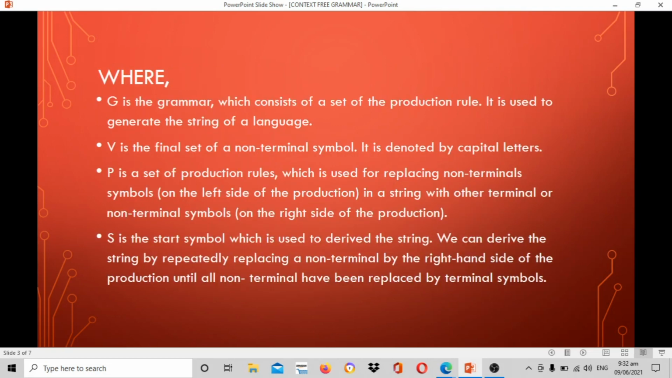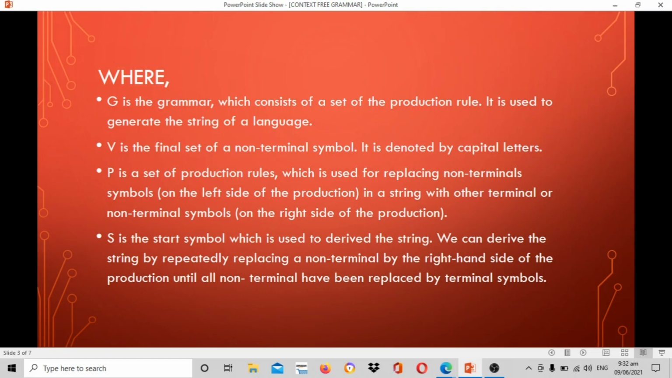where G is the grammar, which consists of a set of the production rules. It is used to generate the strings of a language. This is a set of production rules. V is the finite set of non-terminal symbols. It is denoted by a capital letter. Again, V is a finite set of non-terminal symbols.